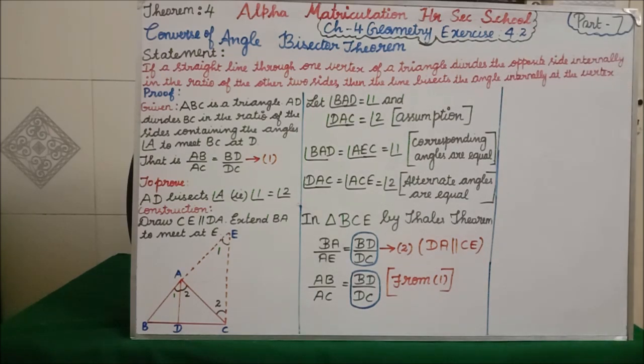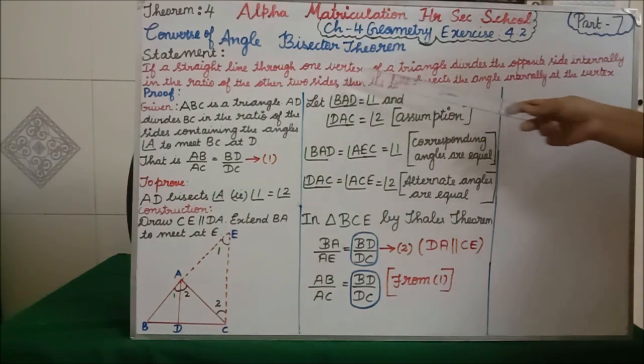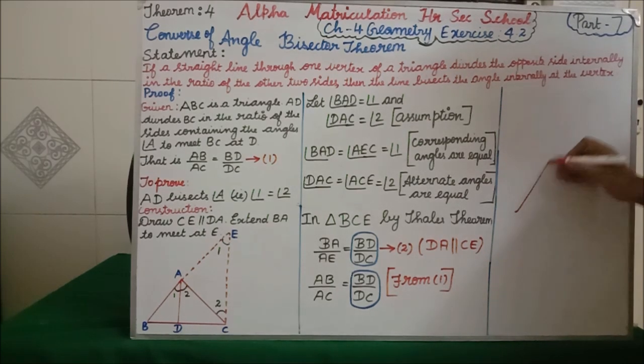Students, can you able to understand anything from the statement? No. Okay, I'll explain now. If a straight line through one vertex of a triangle, okay, what is saying in a triangle? First we want to draw one triangle.